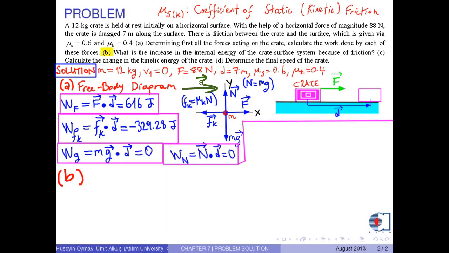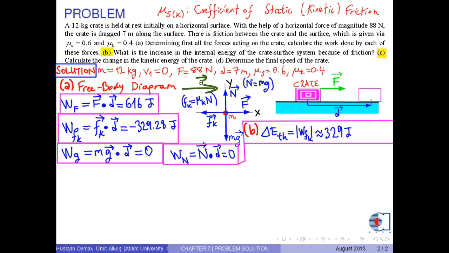B. What is the increase in the internal energy of the crate-surface system because of friction? We know that the increase in the internal energy is equal to the absolute value of the work done by the frictional force. Therefore, we write delta E thermal equals the absolute value of W_Fk, which is approximately, in 3 digits, 329 joules.